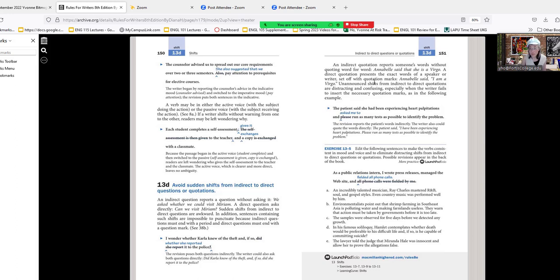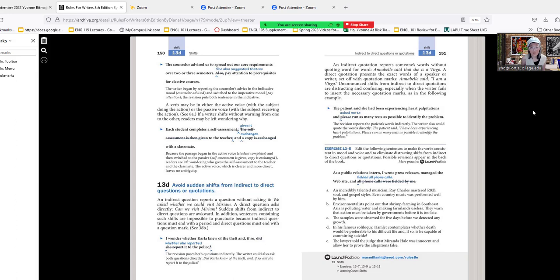An indirect quotation reports someone else's words without quoting it word for word. Annabelle said that she is a Virgo. That is an indirect quotation. A direct quotation presents the exact words of a speaker or writer set off with quotation marks, such as dialogue. Annabelle said, "I am a Virgo." So if I say Annabelle said, "I am a Virgo," that's a direct quotation. If I said that Annabelle said that she is a Virgo, that's an indirect quote.